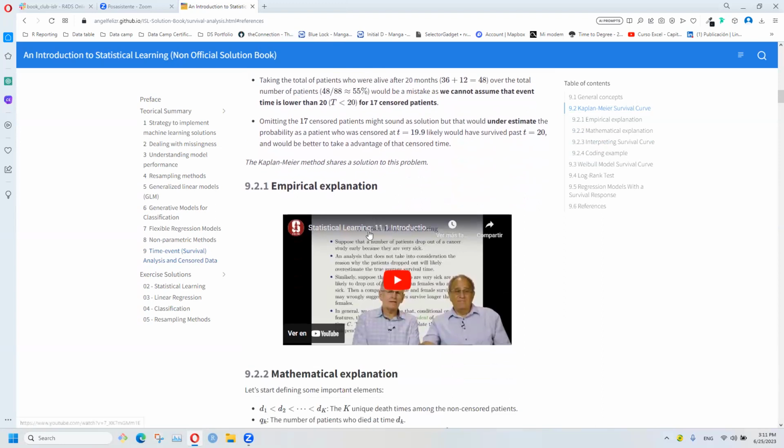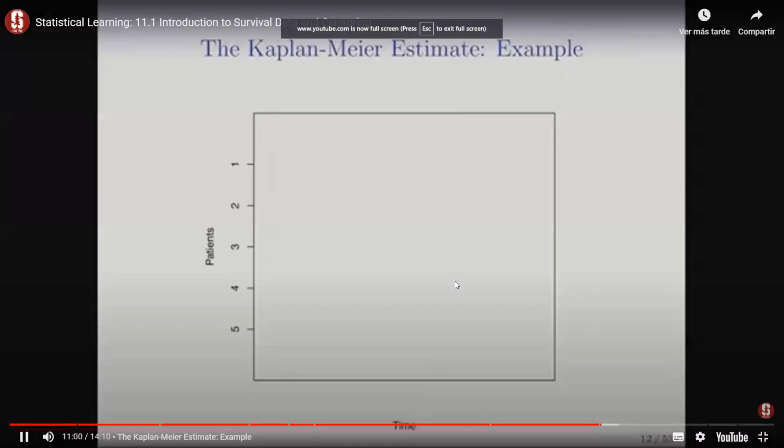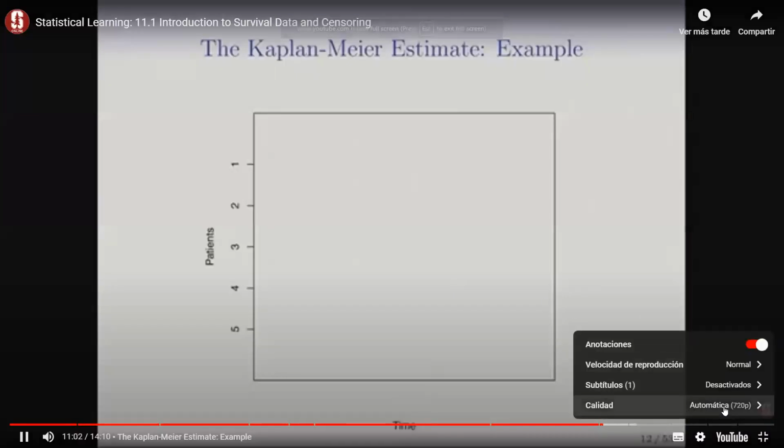And in the resources of the book, I found this video, and the author explained really well the approach, because before we checked the theoretical way, the mathematical situation. So I'm just going to show the Kaplan-Meier estimate in pictures. The details are in the textbook.